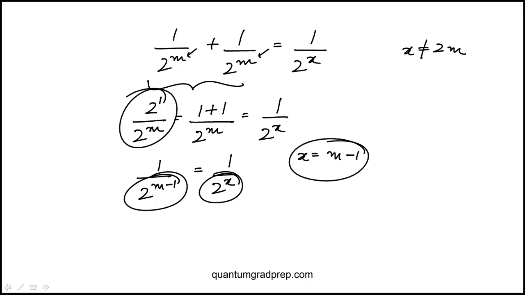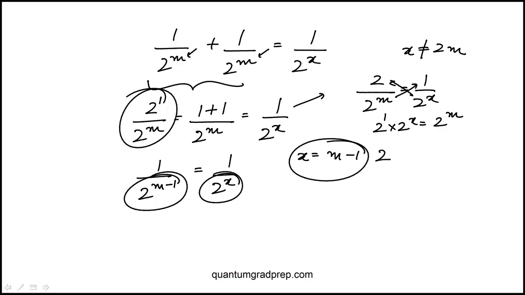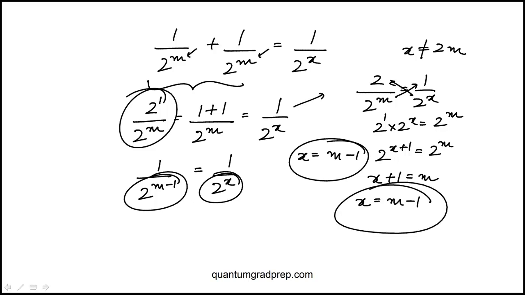If you don't like this approach from this step, you can cross multiply. You're going to get 2 times 2 to the x is 2 to the m. This is 2 to the 1, so you can add the exponents. And then x plus 1 is m, or x is equal to m minus 1.